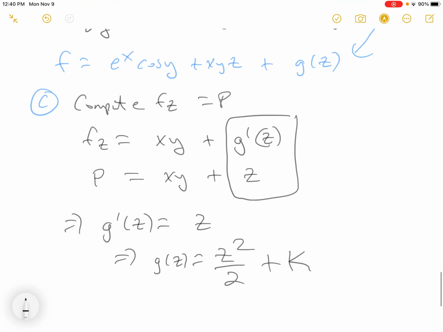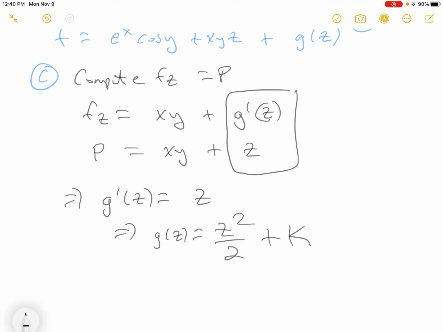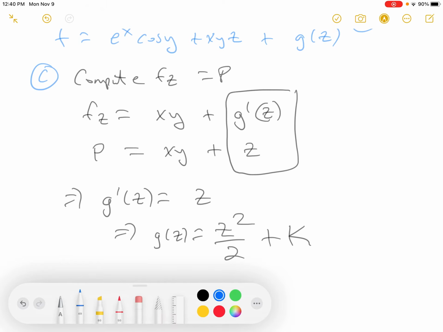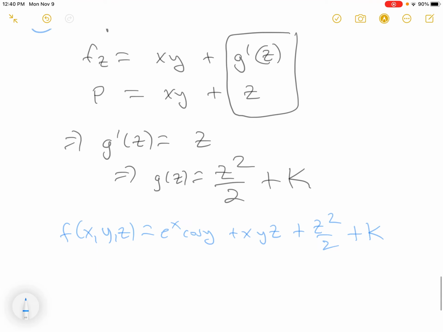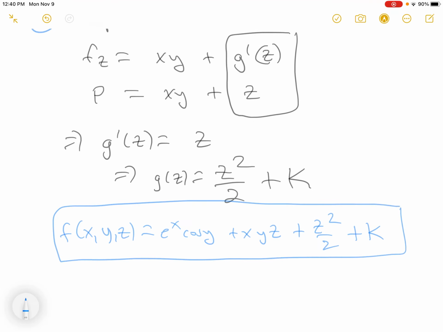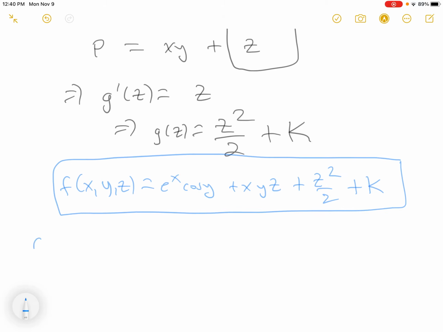So now we put the whole thing together here. I guess I'm going to stick with blue. And so my potential function f of x, y, z is e to the x cosine y plus xyz plus z squared over 2 plus k. Whew. Okay, now let's check this, right? That's always fun. Because del f is supposed to equal capital F.